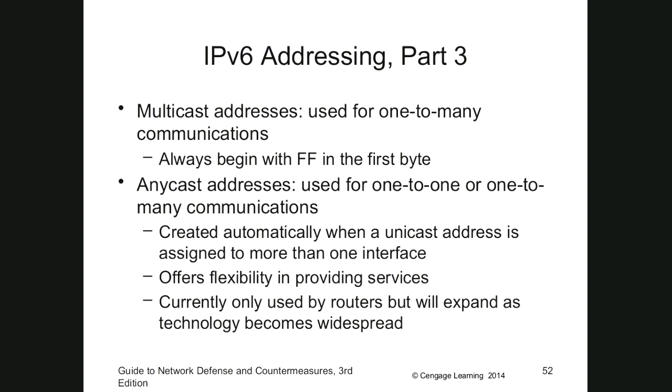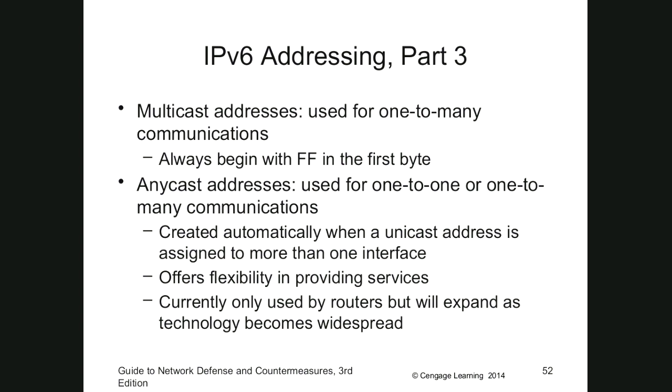So multicast is one-to-many. It always begins with FF in the first byte. So again, we're talking hexadecimal for IPv6. Anycast addresses are created automatically when a unicast address is assigned to more than one interface. They offer flexibility in providing services, currently only used by routers, but will expand as technology becomes widespread.